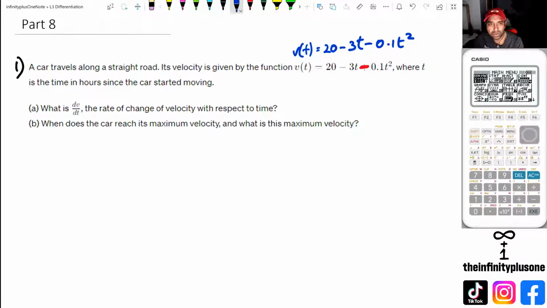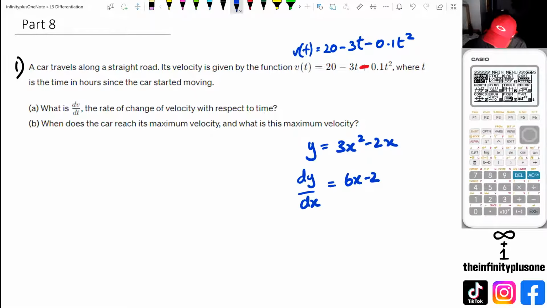So notice how they've said that the velocity function is this. Now what they're saying is, what is the rate of change of velocity with respect to time? All they're asking you to do in that case is just differentiate dv dt. Now, if you think about it, in previous examples that we did, we would do something like y equals 3x squared minus 2x. So when we differentiate this, we write this as dy dx, which is 6x minus 2.